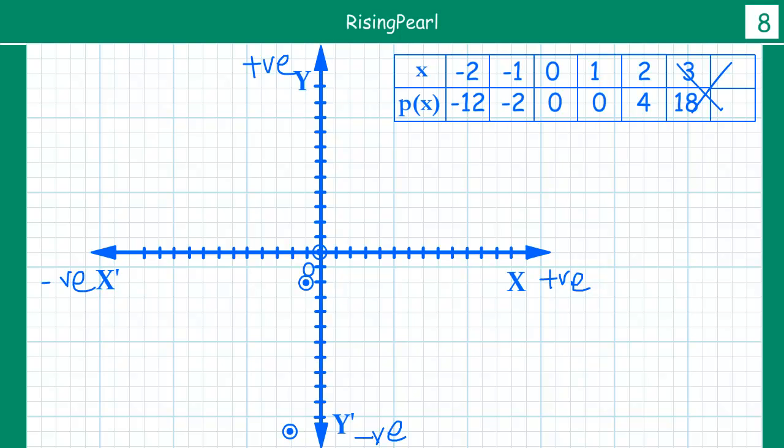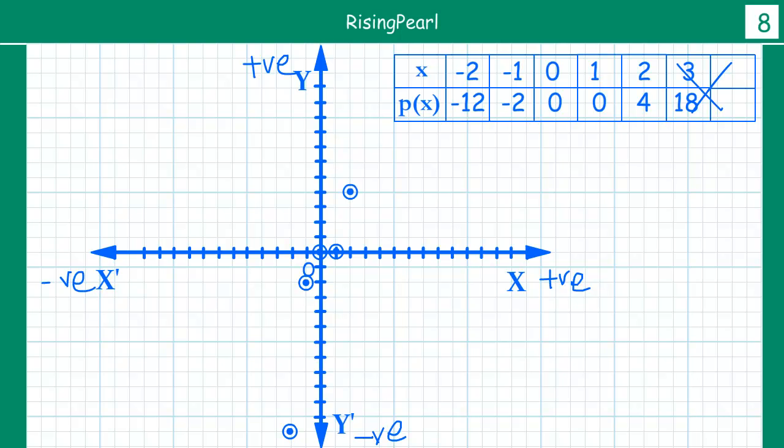Then we have x 0, y 0. 0 and 0, which is the origin. This is this point. Then we draw the next point, which is x equals 1, y 0. So this is x equal to 1 and y 0. So this point is on the x-axis.